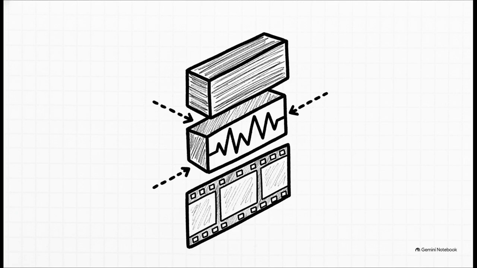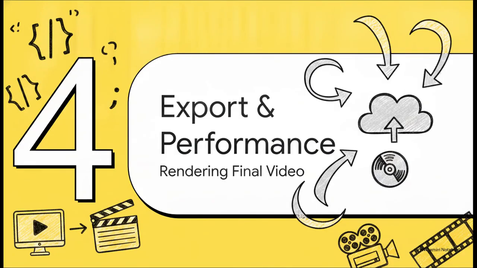As for audio, every clip has an .audio attribute to access its embedded soundtrack. Need to swap it out for a high-quality voiceover or some background music? You literally just use the set_audio command. It's that simple. Which brings us to the physical reality of rendering in Section 4, exporting and performance.